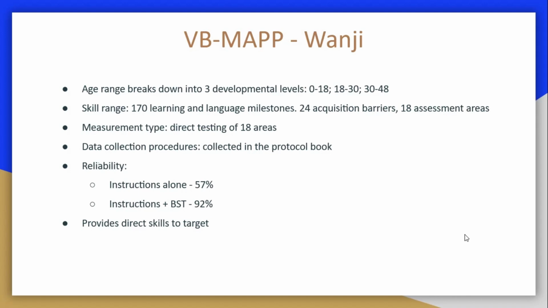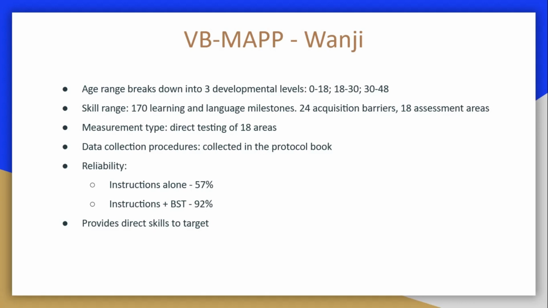It lists 24 acquisition barriers and identifies 18 assessment areas for progress. Some of the skills that are assessed within the VB-MAPP are requests, labeling, play skills, and motor imitation. For barriers to skill acquisition, some examples that they cover are prompt dependency, failure to generalize, weak motivators, etc. And as far as the measurement type for the VB-MAPP, the testing is done directly.